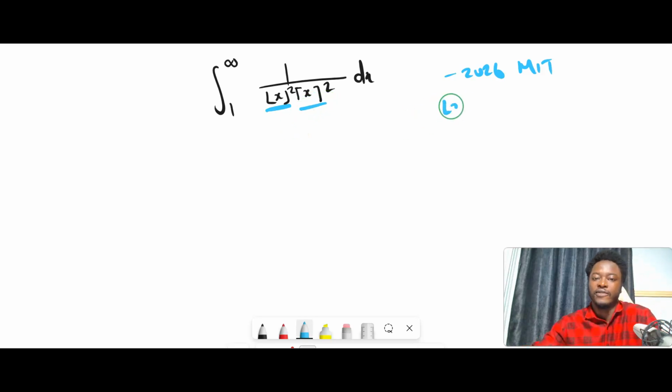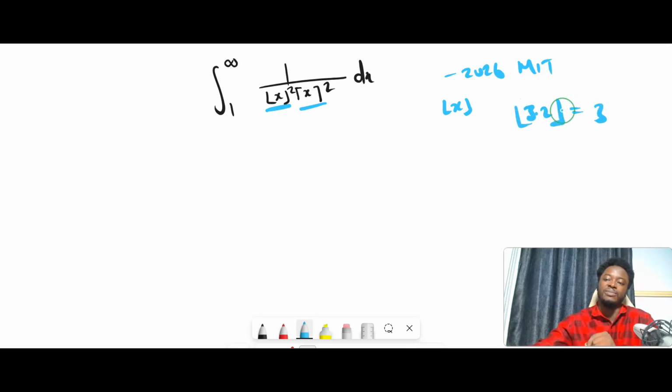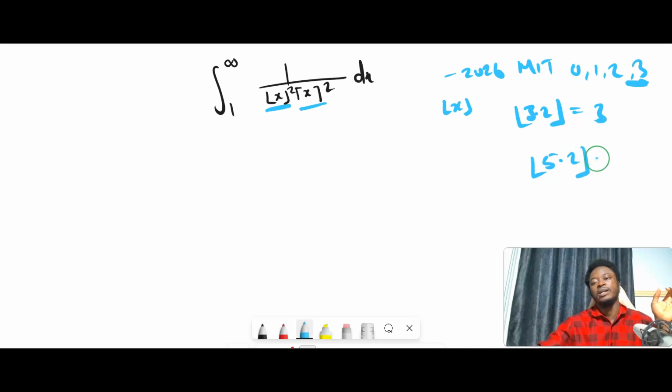This is the floor of x. The floor of x basically is an integer function. An integer function means that it can take any number as input, but the output must be an integer. So for example, if you plug in 3.2, the floor of 3.2 is 3, because we're looking for the largest integer that is less than or equal to 3.2. It can be 0, 1, 2, or 3, because they are all less than or equal to 3.2, but what is the greatest of them? That is 3.